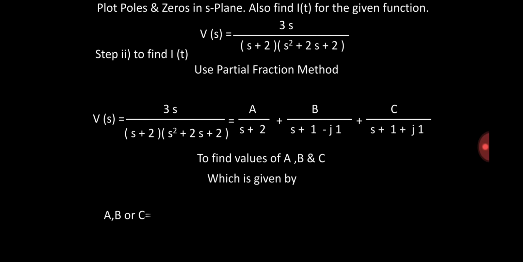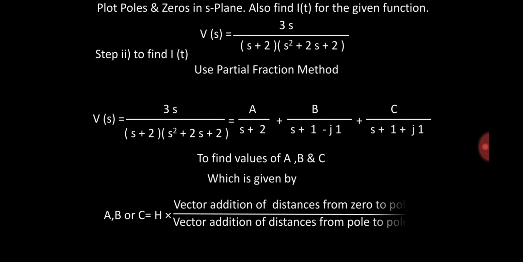So the formula for A, B and C is H into vector addition of distances from zero to pole upon vector addition of distances from pole to pole, where H is a scalar constant. It is already given in the problem equation, that is 3. So the constant value of the numerator is nothing but the scalar constant, so it is 3 here. So H we got already, that is 3.